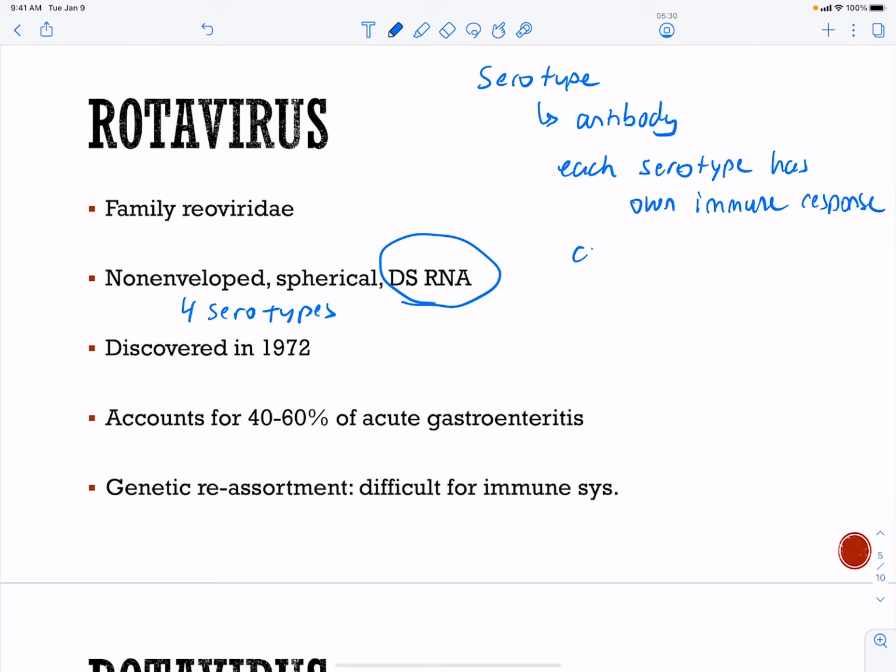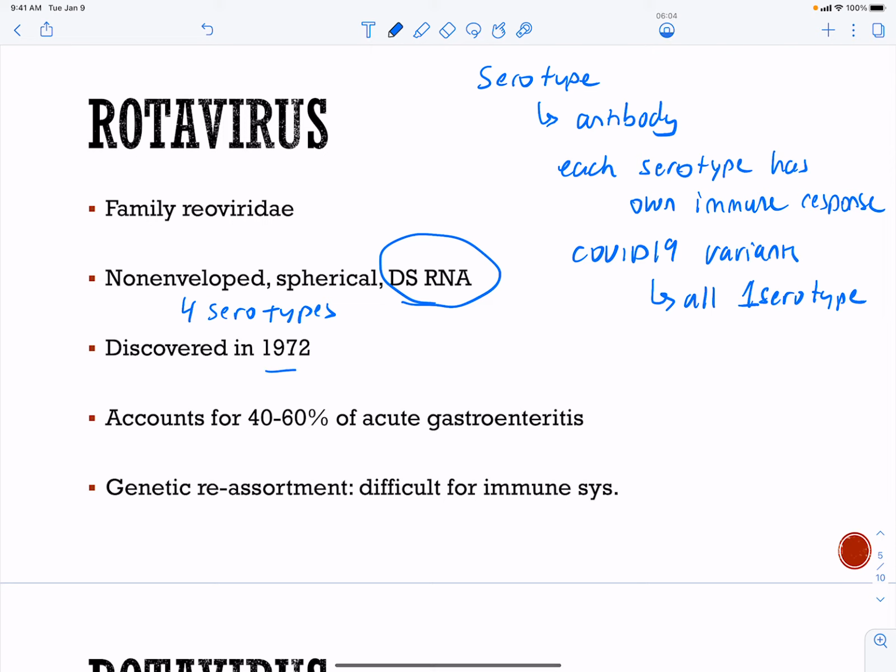For example, our COVID-19 variants are all one serotype. That means the antibody response against the Delta is going to be protective against the different Hong Kong strains, the different UK strains, etc. So they're all a single serotype. Rotaviruses have 4, so that means a child can get infected with serotype 1, the next year get serotype 2, have another response, serotype 3, etc.